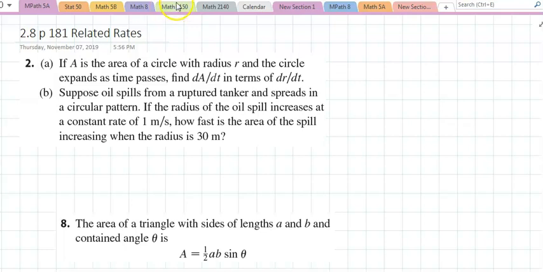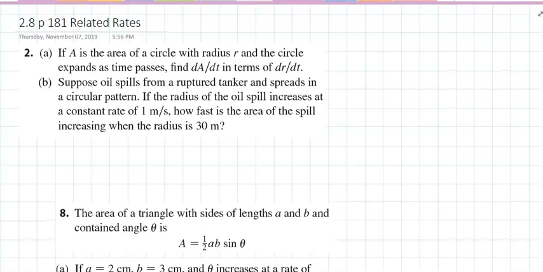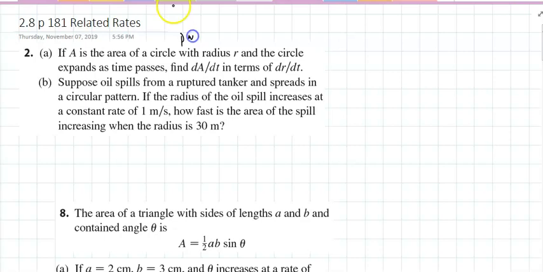Section 2.8 on page 181 talks about related rates. The homework problems start on page 185. I'm breaking this into two lectures, so let's get the first one out of the way.